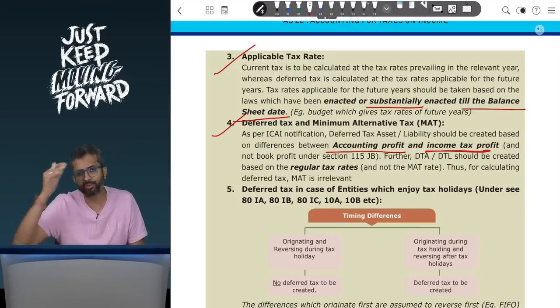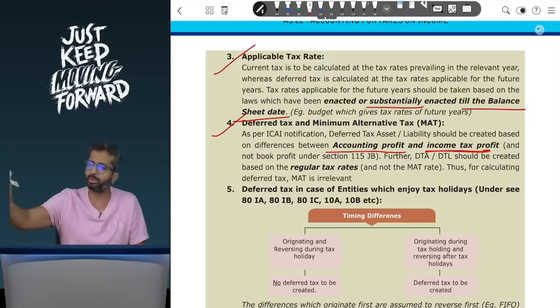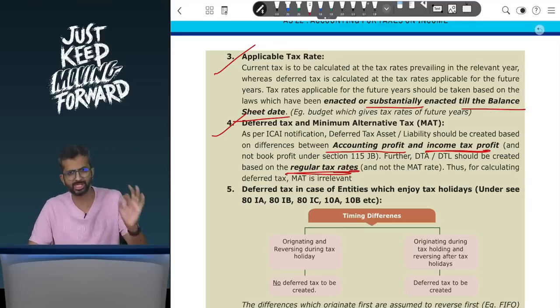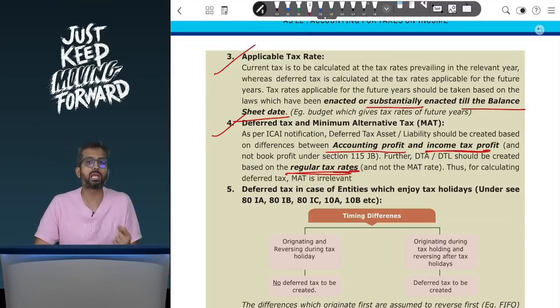Further, the MAT rate may be different, around 19 or 20%. The income tax rate may be different. You will ignore the MAT rate. You will do the working based on regular tax rates only. So basically, MAT, if given in the question, has to be ignored for the purpose of deferred tax. You can directly calculate deferred tax by comparing accounting profit and income tax profit at the actual regular income tax rate. MAT rate as well as book profit has to be ignored.